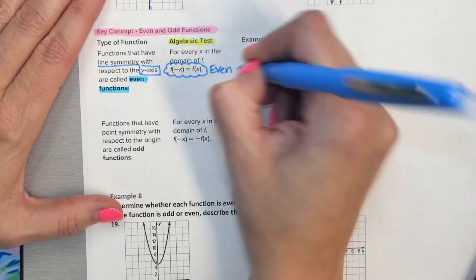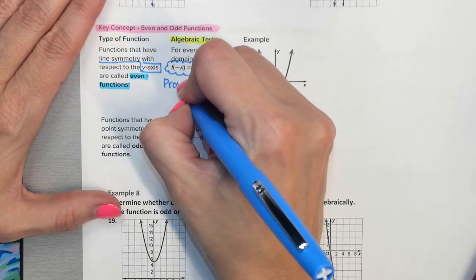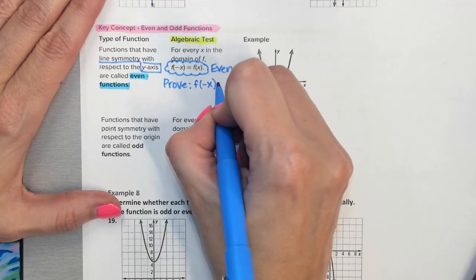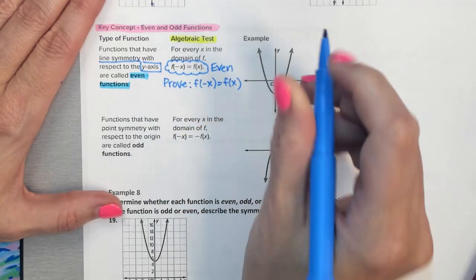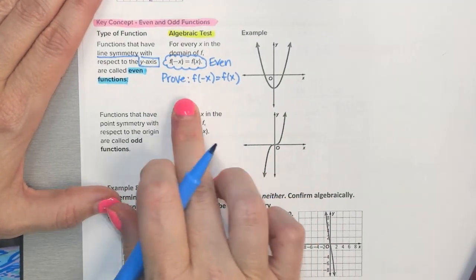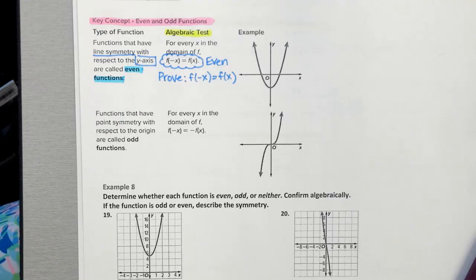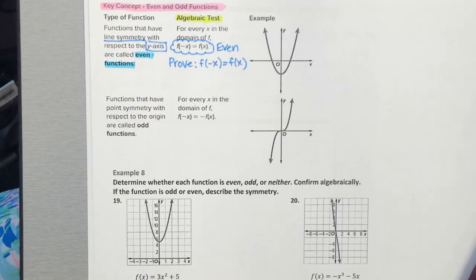So if it is even, I'm going to write that next to it, you have to prove f of negative x equals f of x. Okay, and yes, I want you to write that down because I want it to stand out because we're going to be doing that a few times today. Okay, so if it is an even function, we are going to prove that f of negative x equals f of x. And it's okay that that means absolutely nothing to you right now because I haven't told you anything about it yet. Okay?